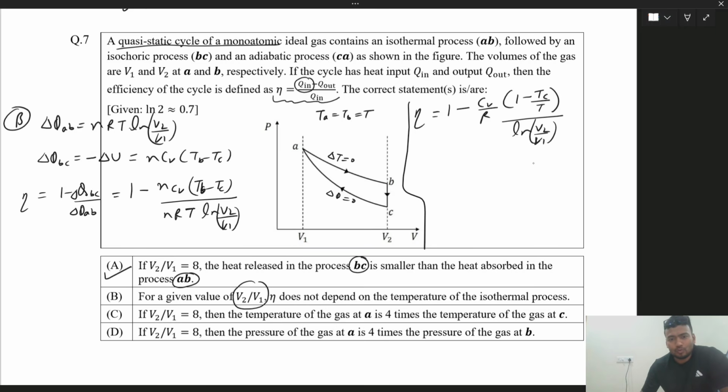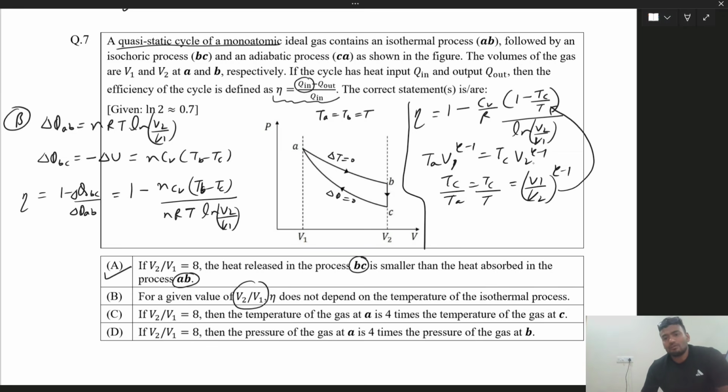See, for A to B, or better to write A to C, we can use this relation. TA V1 to the power gamma minus 1 equals TC V2 to the power gamma minus 1. So TC by TA, which is actually TC by T, will be V1 by V2 to the power gamma minus 1. So if I put it here in place of TC by T, the whole expression will become independent of T. So this one is correct.